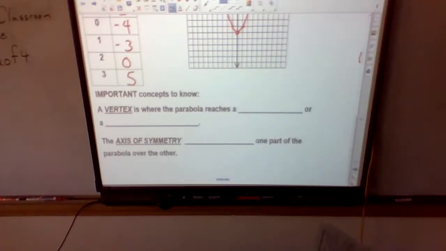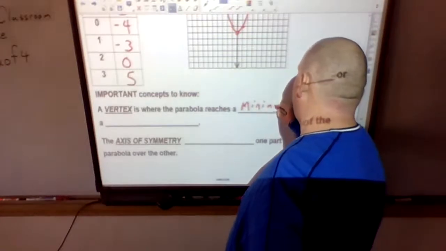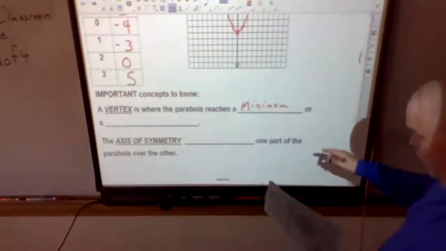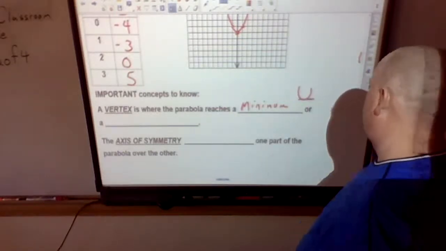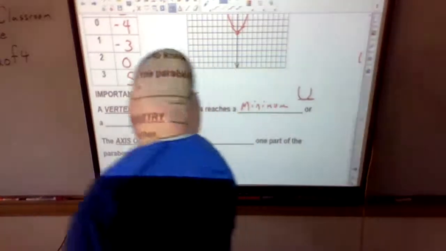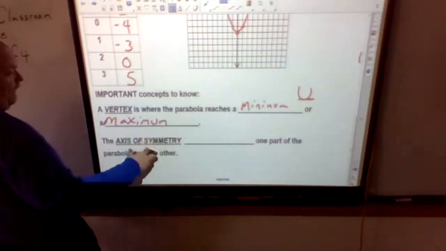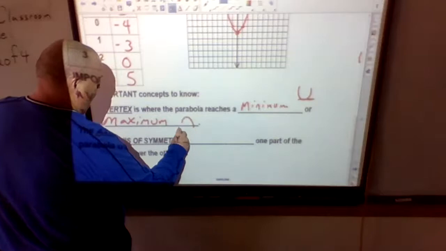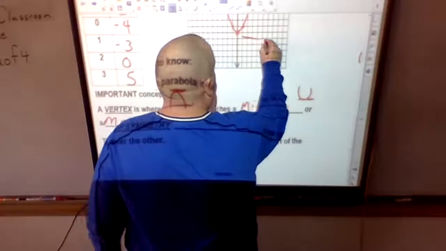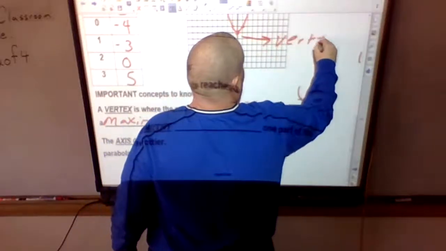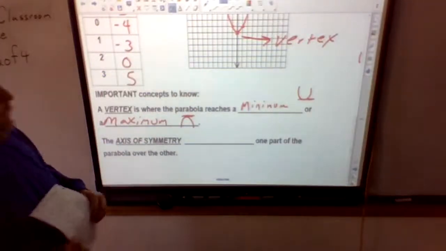So a vertex is where the parabola reaches a minimum. A minimum graph would look like this. So that would be your minimum. Or a maximum, and you just invert that parabola. So a maximum would have a parabola that looks like this, and once again, that would be your vertex. So here, that right here would be your vertex. And would that be a minimum or maximum? This would be a minimum.